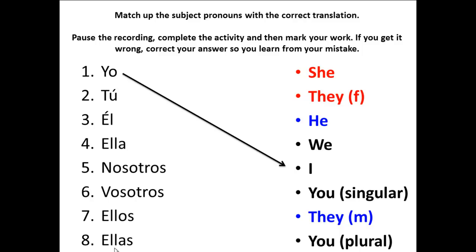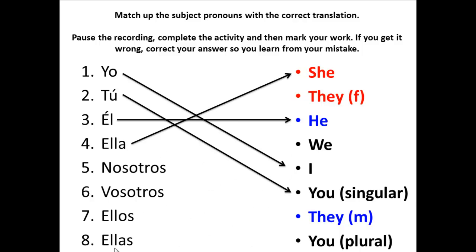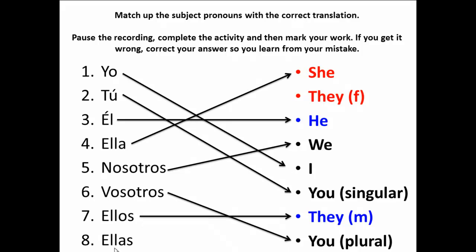Número 2. Tú. You singular. Número 3. Él. He. Número 4. Ella. She. Número 5. Nosotros. We. Número 6, vosotros, you, plural. Número 7, ellos, they, masculine. Número 8, ellas, they, feminine.